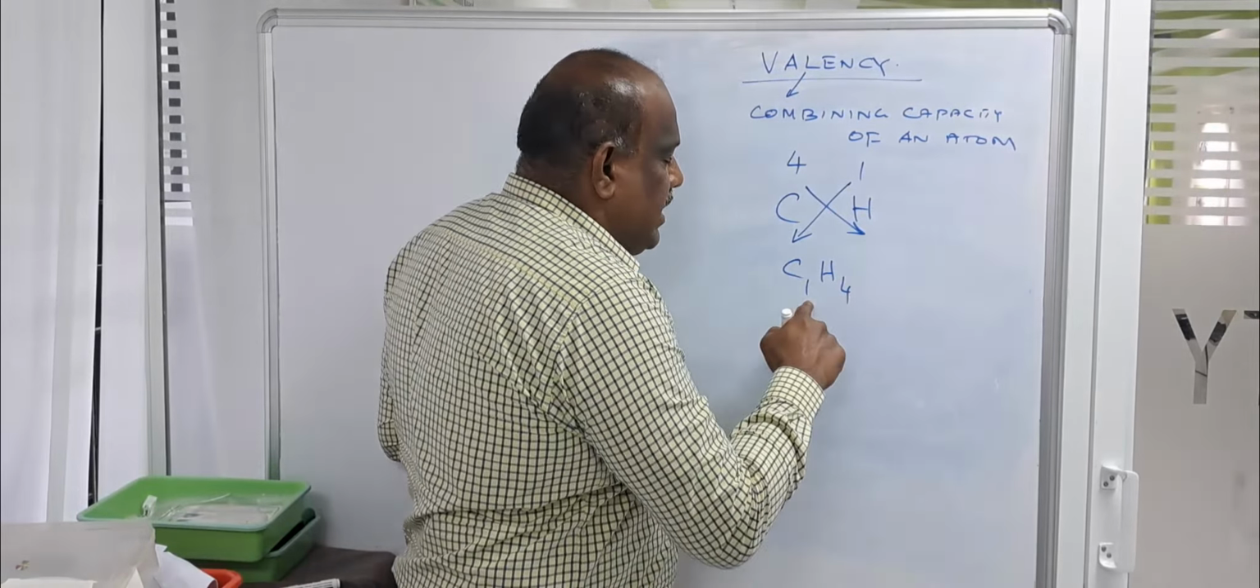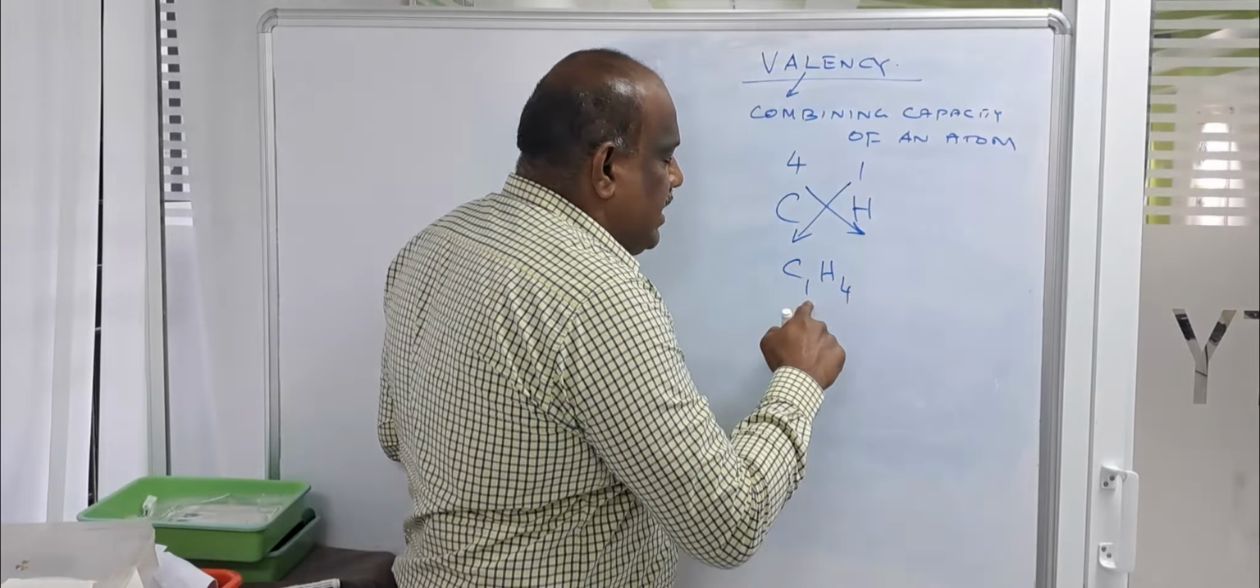So how many electrons are there? 11. In the first orbit, how many electrons can be there? Maximum of 2. Second orbit? I have 9 electrons, but I can accommodate only 8. So 2 plus 8 is 10. How many electrons are left out? Only 1. The third orbit can have up to 18 electrons, but I have only 1. So it is 2, 8, 1. If I add them, it becomes 11.